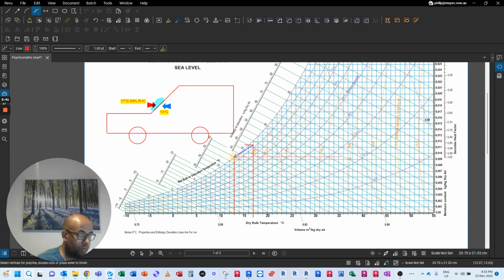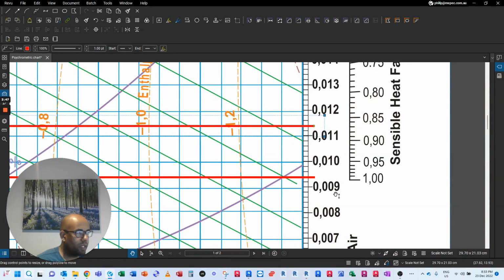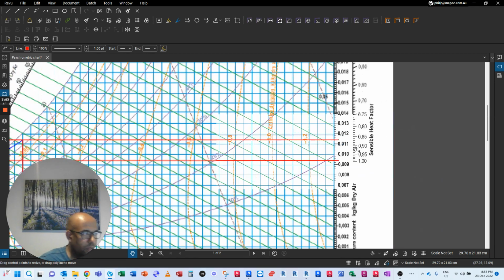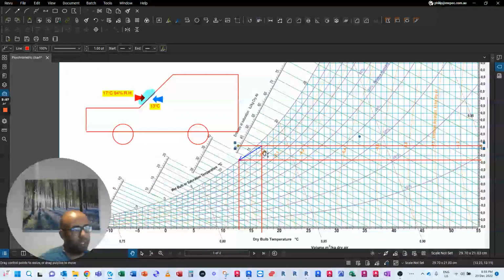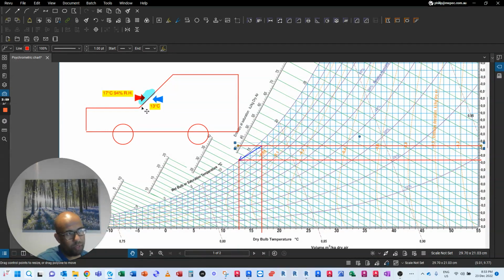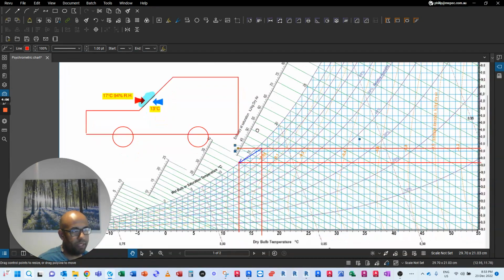So effectively, we are losing or extracting this much moisture from the air. The difference there is roughly 0.002 kilograms of moisture per kilogram of dry air being extracted from the air, and that's what's forming on the screen. Yeah, hopefully that made sense.